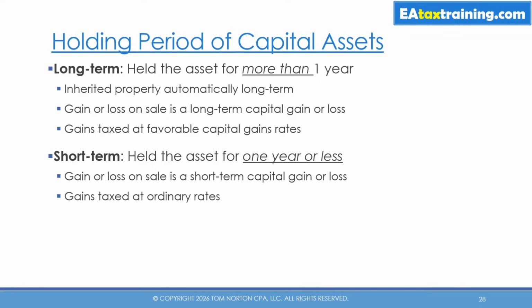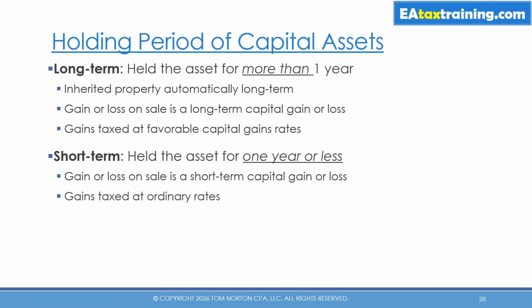A short-term capital asset is one that is held for 1 year or less, and the gain or loss on the sale is a short-term capital gain or loss, and the gains are taxed at ordinary rates. So if it's a short-term gain, there's no real benefit to it being a capital gain rather than an ordinary gain because they're both going to be taxed at ordinary tax rates.